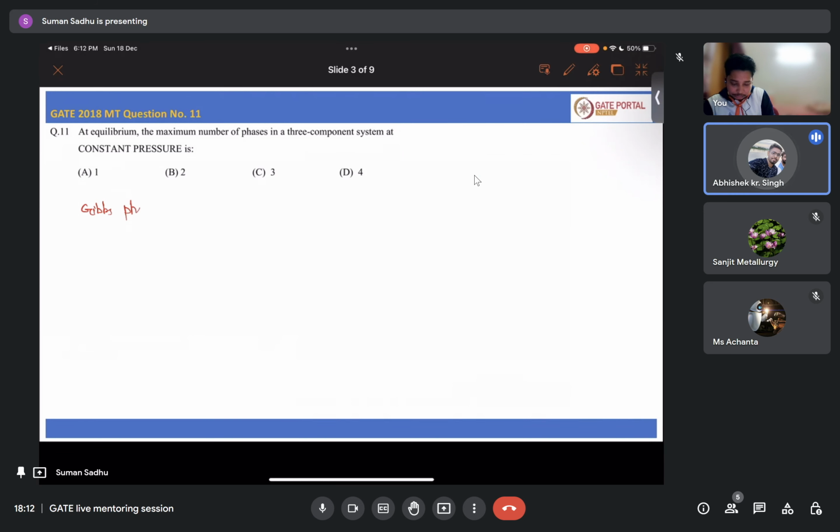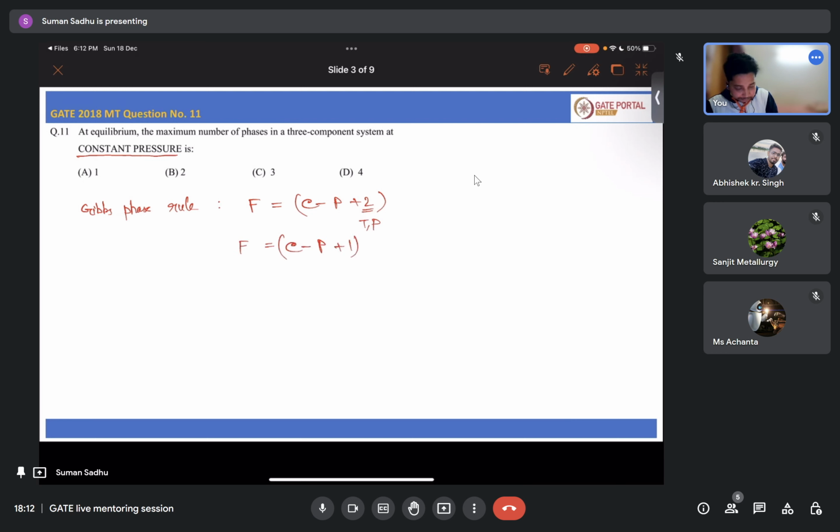F equal to C minus P plus 2, but at constant temperature, so we take plus 1. Condensed phase rule. F is equal to C minus P plus 2. But here it is mentioned at constant pressure. So one is for temperature and another is for pressure. So at constant pressure, your equation will be C minus P plus 1, right?